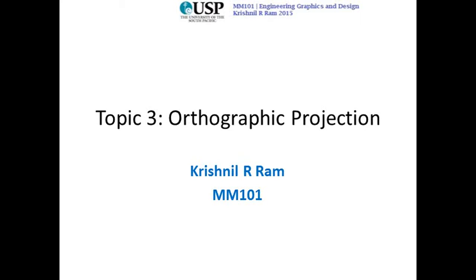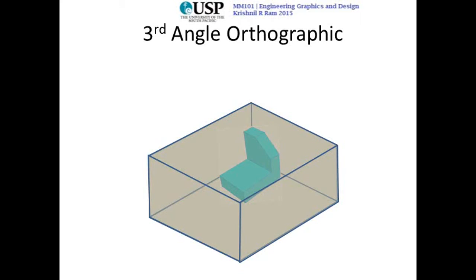Okay, let's recap what we have done so far. We have looked at the basic principles of orthographic projections. We have looked at how the quadrants are made. We have looked at why the first and the third quadrants are the only useful projections. So we have the first angle projection and the third angle projection. And in the previous part 2, we looked at first angle orthographic projection. Now let's look at third angle orthographic projection.